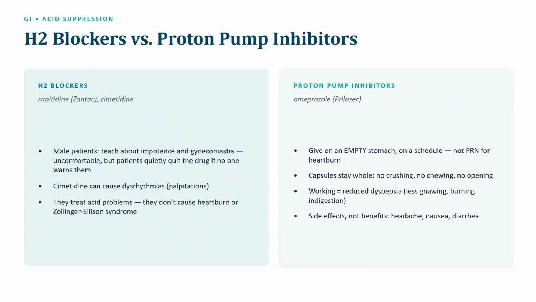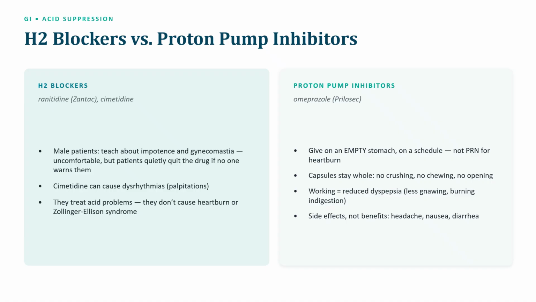Both of these medication classes reduce stomach acid, but they are taught differently. H2 blockers include ranitidine, the brand name is Zantac, or cimetidine. In male patients, we want to make sure that we are teaching about impotence and gynecomastia, because if patients don't know that this is going to happen as a result of this medication, then they will stop taking it on their own. So we make sure we provide that education. But cimetidine can also cause dysrhythmias, so palpitations are associated with cimetidine specifically.